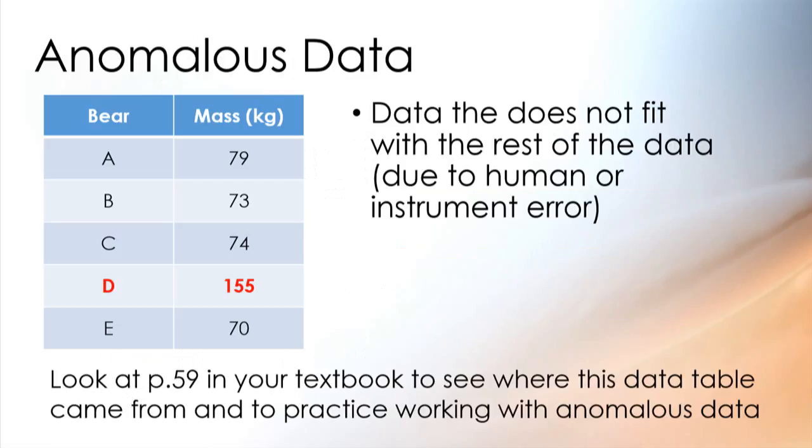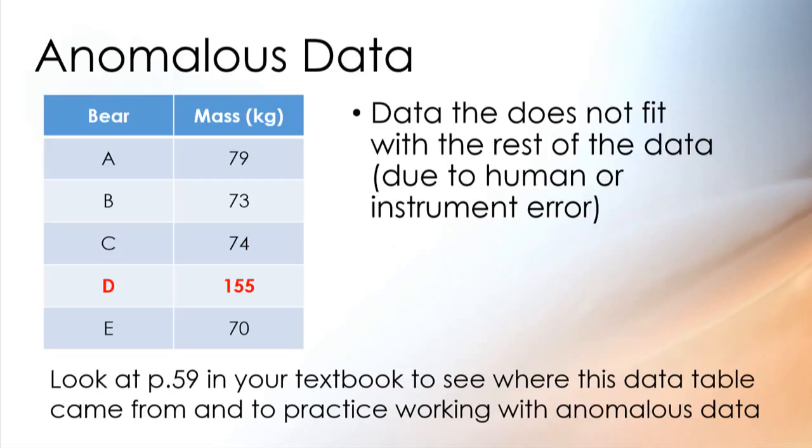Anomalous data is data that doesn't fit with the rest of the data. If you look at the applied on page 59 in your textbook, you can see a data table of female black bear masses. Looking at the data, all of it's within the 70 kilogram range, except for one, bear D. This is an anomalous data point, most likely caused from the researcher measuring in pounds, not kilograms. It needs to be thrown out before analyzing your data, otherwise it will skew or mess up your results.